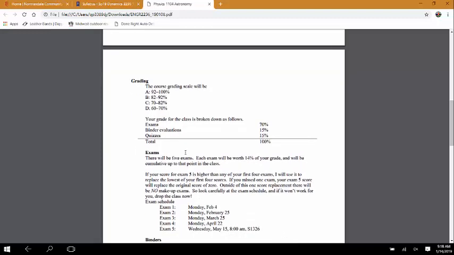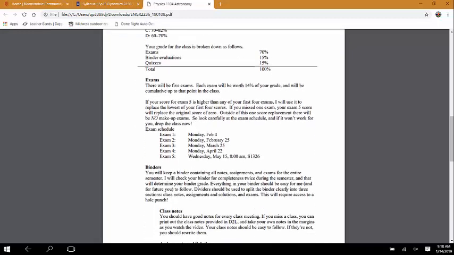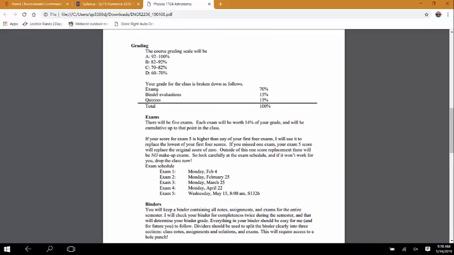I break down the grade into 70% exams, 15% binder evaluations, and binder evaluations are the only way I'm evaluating your homework too. Like I said, I'll go into more detail about that. And then 15% quizzes. And so now I'm just going to talk about these three parts of the grade in more detail.